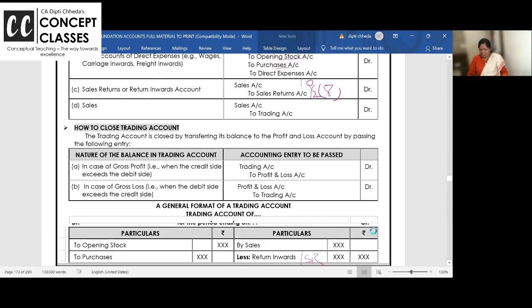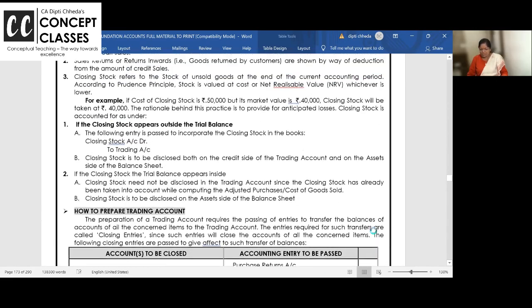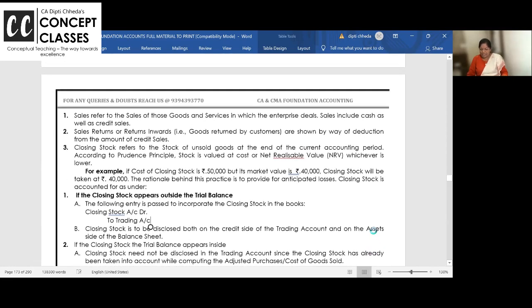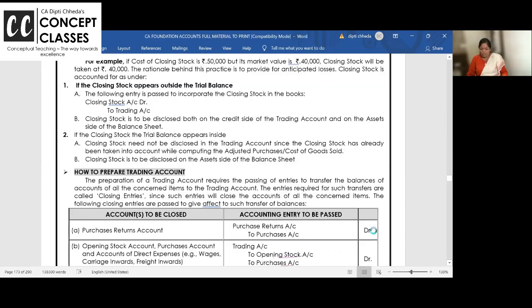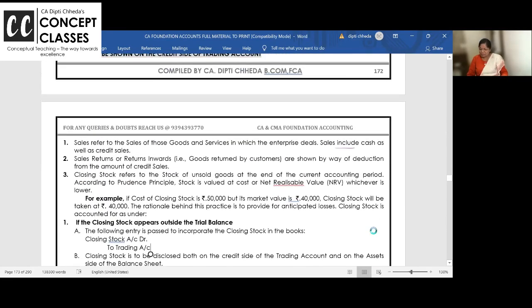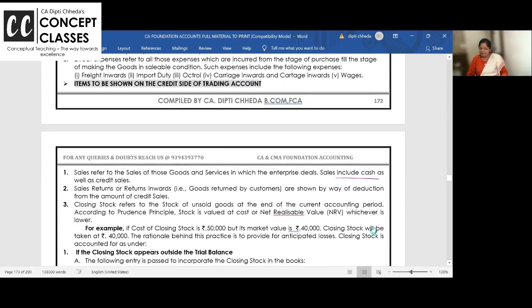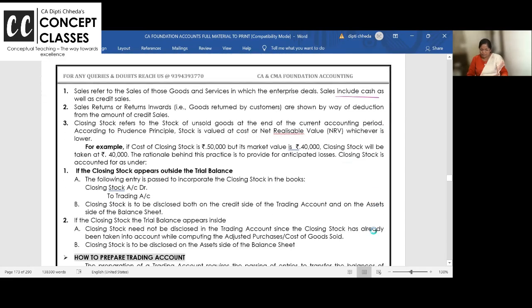And then you get the GP, then transfer from trading to P&L account and GL. And closing stock se related adjustments are there. Acha, when I talk about purchase and sale, it includes credit purchase and cash purchase all. Yes, right. Then sales return also all.